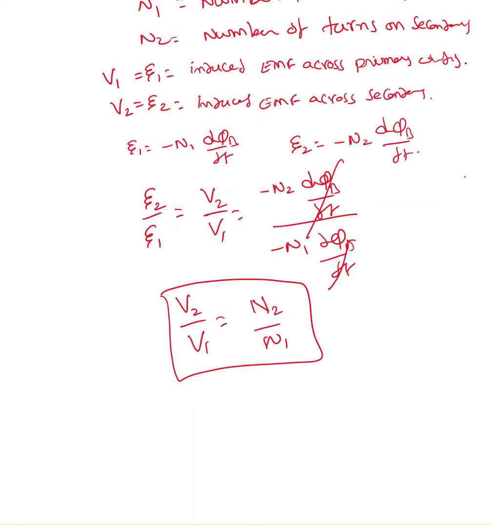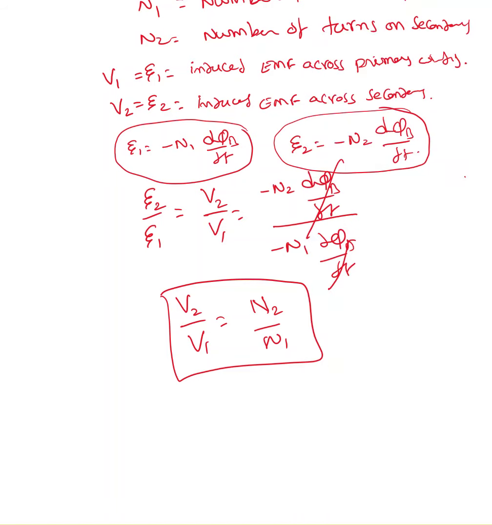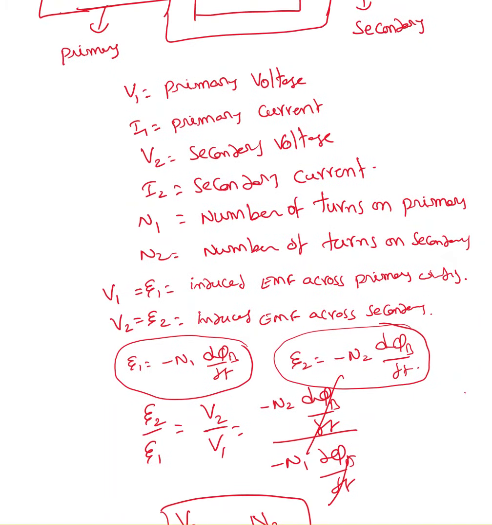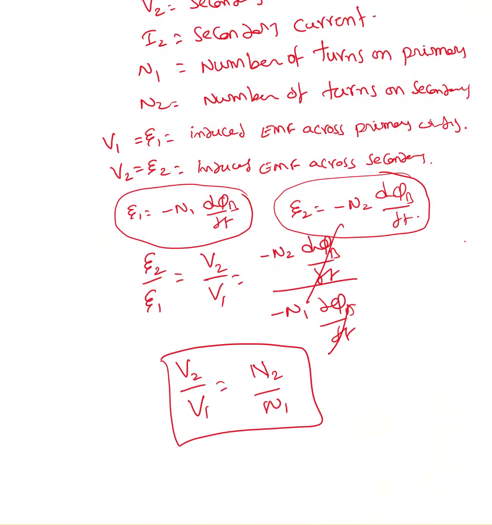Now you can see this induced EMF E2 is working based on Faraday's law, where E2 is N2 times d phi by dt. This phi B is produced by the primary winding. So phi B is passing through this core, and it's going to be a closed path. Now it is linking to the secondary, and the secondary is going to produce induced EMF. So it is working based on Faraday's law.